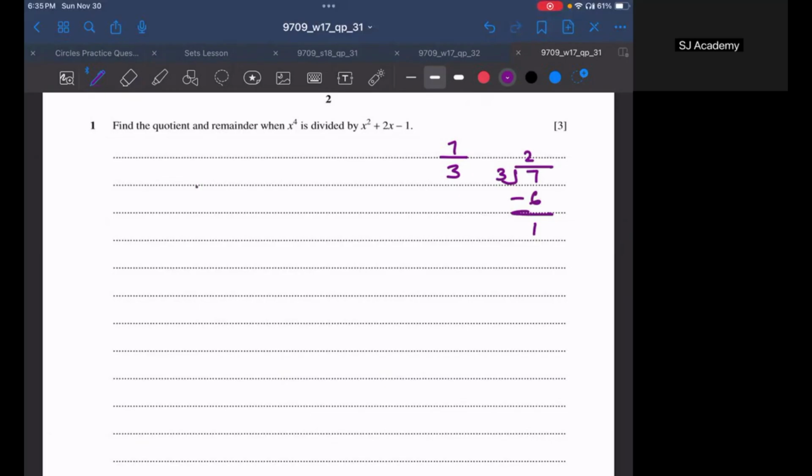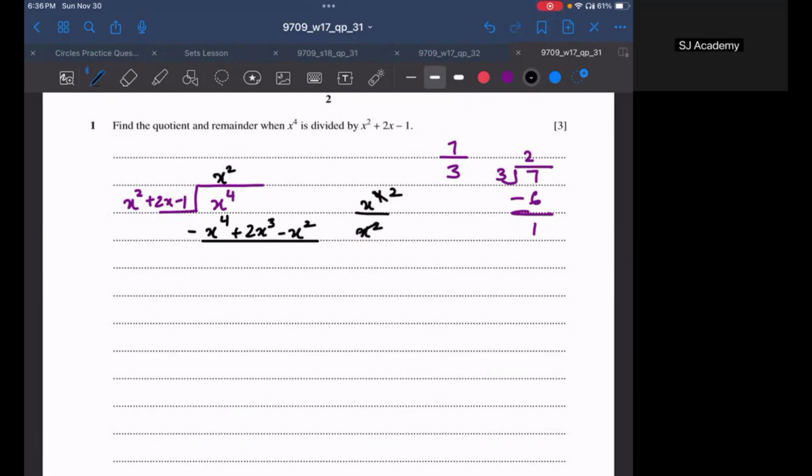So similarly, when we are dividing algebraic terms, x⁴ will be inside, and we'll have x² + 2x − 1. Now, in the first step, we'll divide x⁴ by x². This will cancel out and we'll have x² over here. x² into x² becomes x⁴. x² into +2x becomes +2x³. And −1 into x² becomes −x².